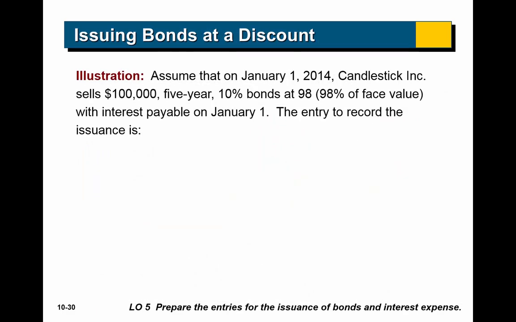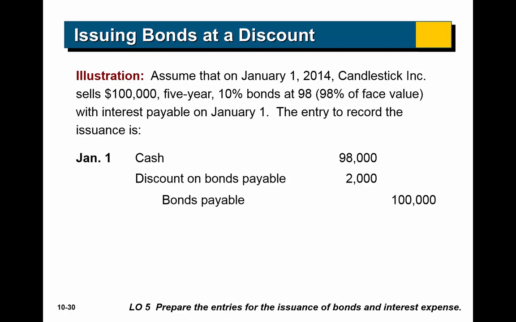All right, so here's an example. Assume on January 1st, 2014, Candlestick Inc. sells a $100,000 5-year 10% bond at 98, or 98% of face value, with interest payable. So that's called issuing it at a discount, right? When they issue it, their cash goes up by $98,000. The discount on bonds payable is the 2%, or $2,000, and the bonds payable is a full $100,000.